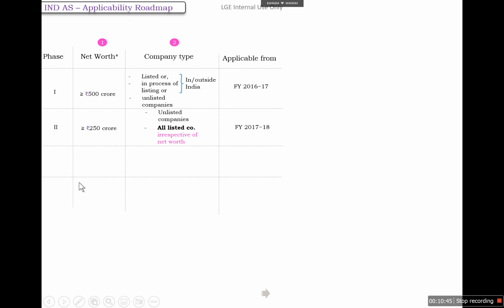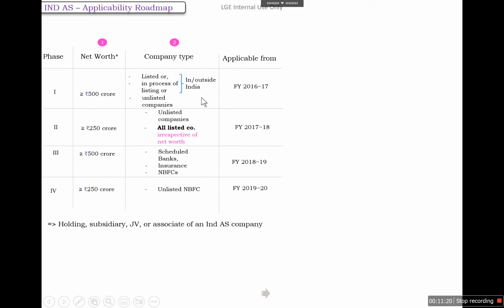And in phase 3, with the same net worth of 500 crores or more, it was decided that scheduled banks, insurance companies and NBFCs will follow the Indian accounting standards since financial year 18-19. And in phase 4, it was decided that unlisted NBFCs having net worth of more than 250 crores will follow the Indian accounting standards since 2019-20.